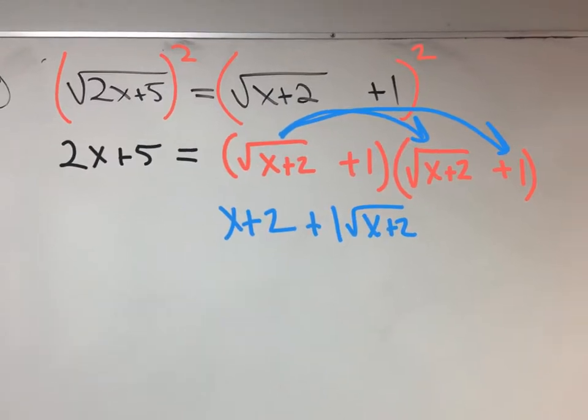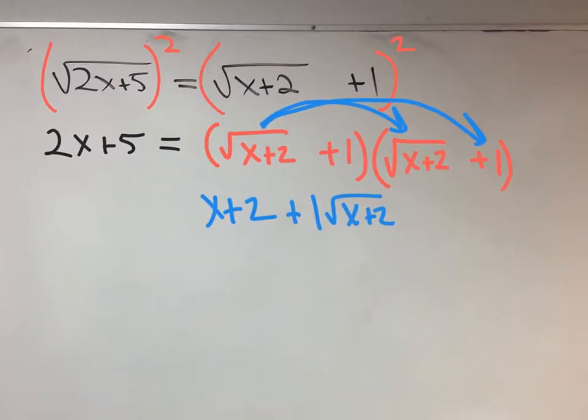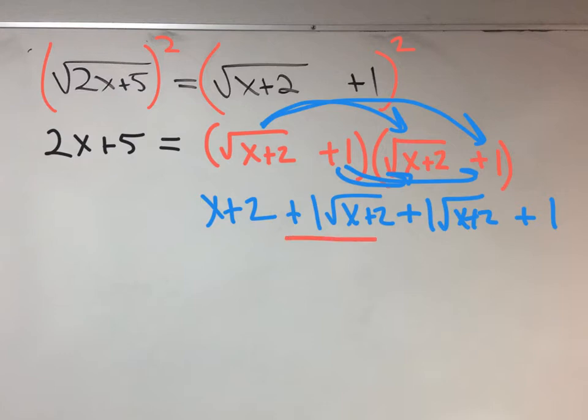Let me zoom out a little. And then let me distribute 1 times the square root of x plus 2 again. That's going to be another one of those square roots of x plus 2. And last but not least, 1 times 1, that's going to be just plus 1 at the very end. So I still need to combine like terms. If I combine this term with this term, think about it. That's like saying one of these radical values plus another one of those same exact radical values. It's simply going to be 2 of those radical values of x plus 2.